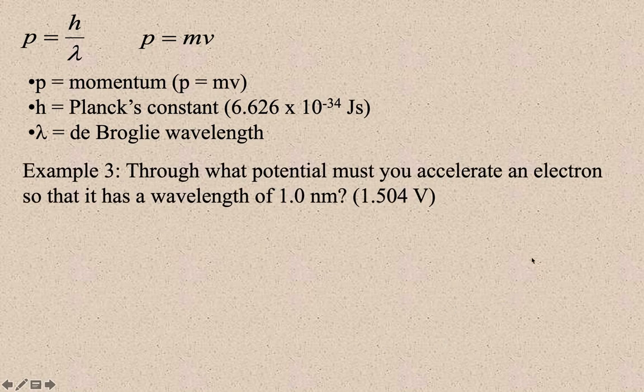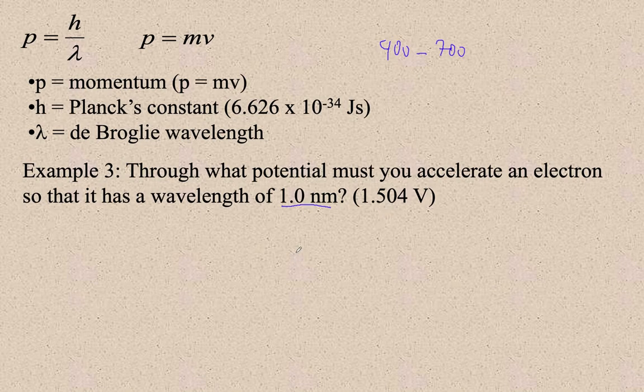Through what potential must you accelerate an electron? Oh, this is getting trickier. So that it has a wavelength of 1.0 nanometer, right? And this would be shorter than a wavelength of light. Remember, light is about 400 to 700 nanometers. So this would be like blue light. That would be like red light. Okay, so this is going to be way shorter.